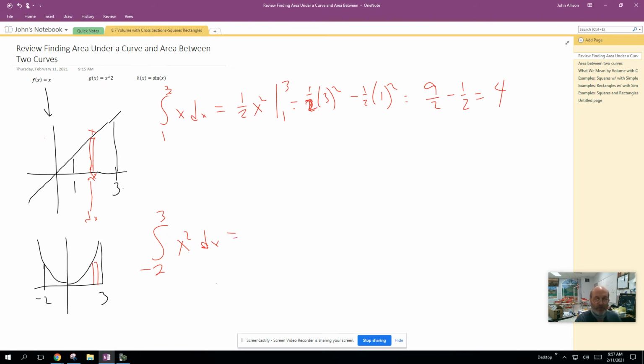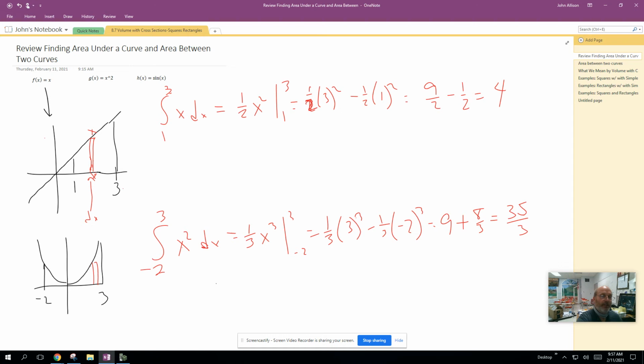And so this becomes the antiderivative of x squared, which is 1/3 x cubed, evaluated from -2 to 3, which is 1/3 times 3 cubed minus 1/3 times -2 cubed, which is 27 over 3, or 9. And this is going to be -8 over 3, so it's going to be positive 8/3. And 9 is 27/3. So that's going to altogether be 35/3. That's how we do those.